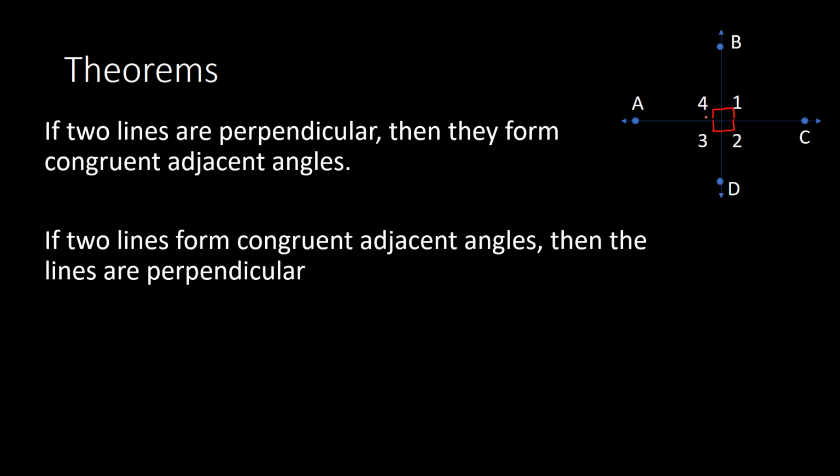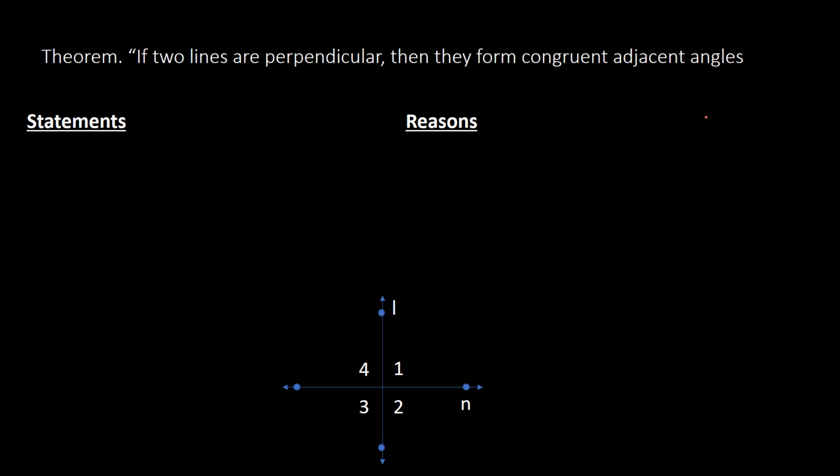Now, this is a theorem, and theorems must, by definition, be proven to be true. We cannot just assume them to be true. So we're going to prove that very quickly, where we are given that the lines are perpendicular. So that is your given statement. We are told that line L and line N are perpendicular. So notice the perpendicular sign. And the reason is because it is given. It is told to you that they are perpendicular.